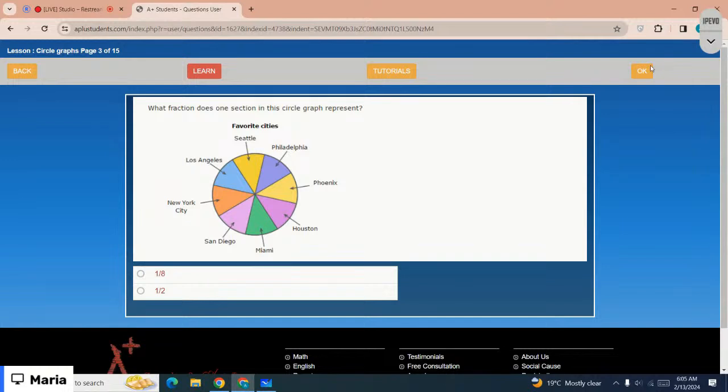Okay, what fraction does one section of the circle graph represent? So which is the correct option? Yes, that is 1 out of 8 because the graph has total 8 portions and each section is worth 1 out of 8. Option number 1 is the correct option.